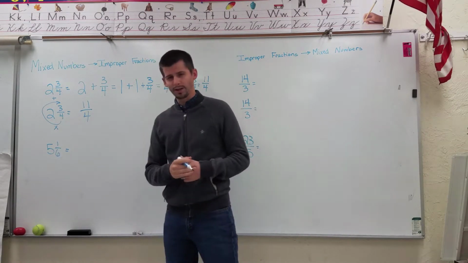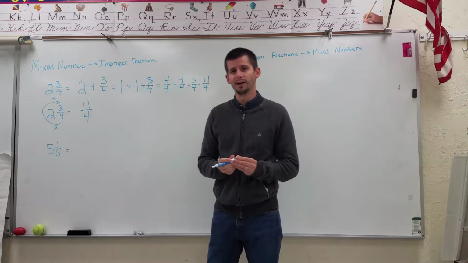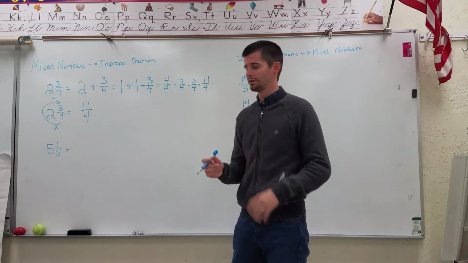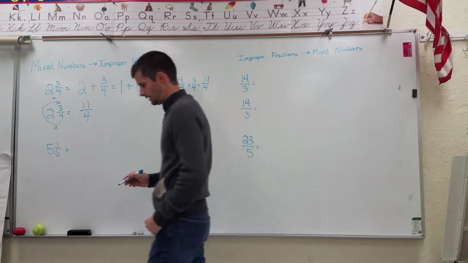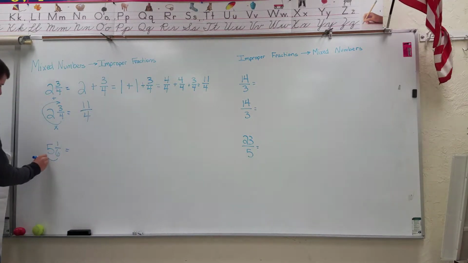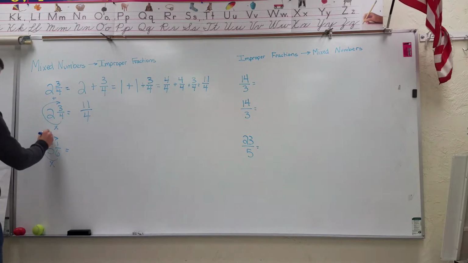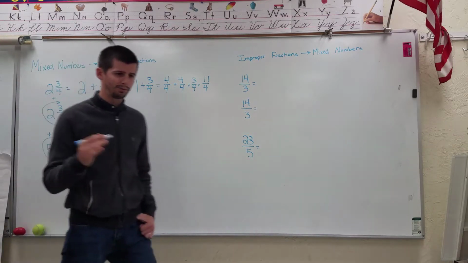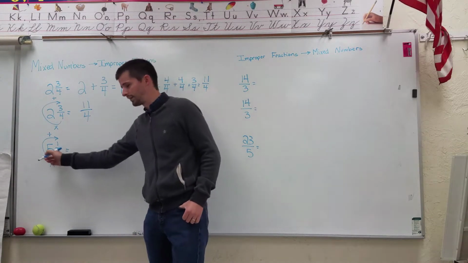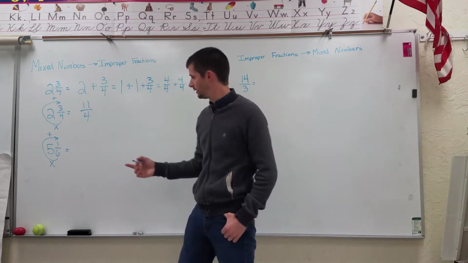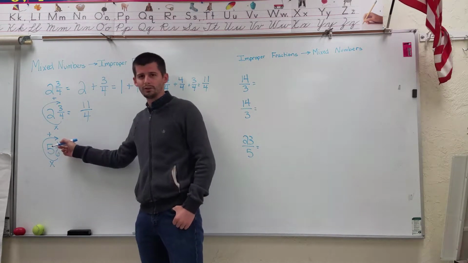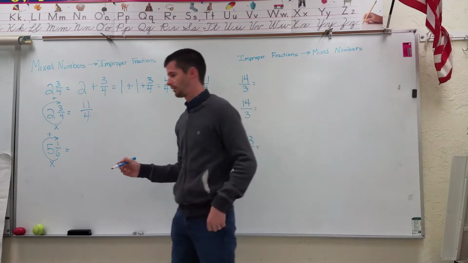Doing my next one, I have 5 and 1/6. I'm going to do it again, using that quicker way. I'm going to take my denominator and take it around. The first thing I'm going to do is multiply, then add. So 5 multiplied by 6, or in this case 6 multiplied by 5, is 30. And I already had 1 in the numerator, so I'm going to add 30 to that, and I get 31.